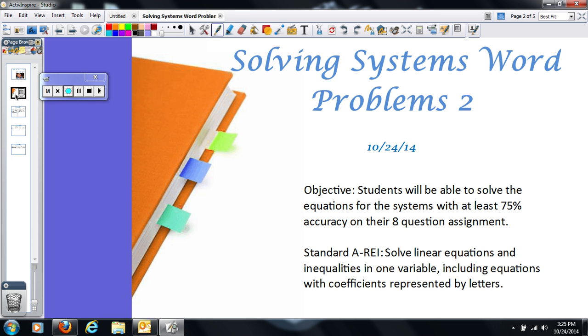Afternoon, everybody. So today we are doing Solving Systems Word Problems 2. The objective is going to be students will be able to solve the equations for the systems with at least 75% accuracy on their 8-question assignment.